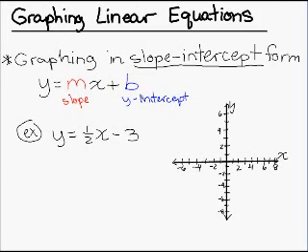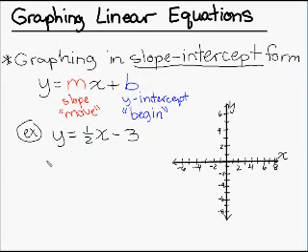I like to think of it, however, as the b stands for begin. It's where you begin on the y-axis. And the slope stands for move. It's where you move after you've already begun on the y-axis. So let's take a look at this right here. The slope is 1/2.